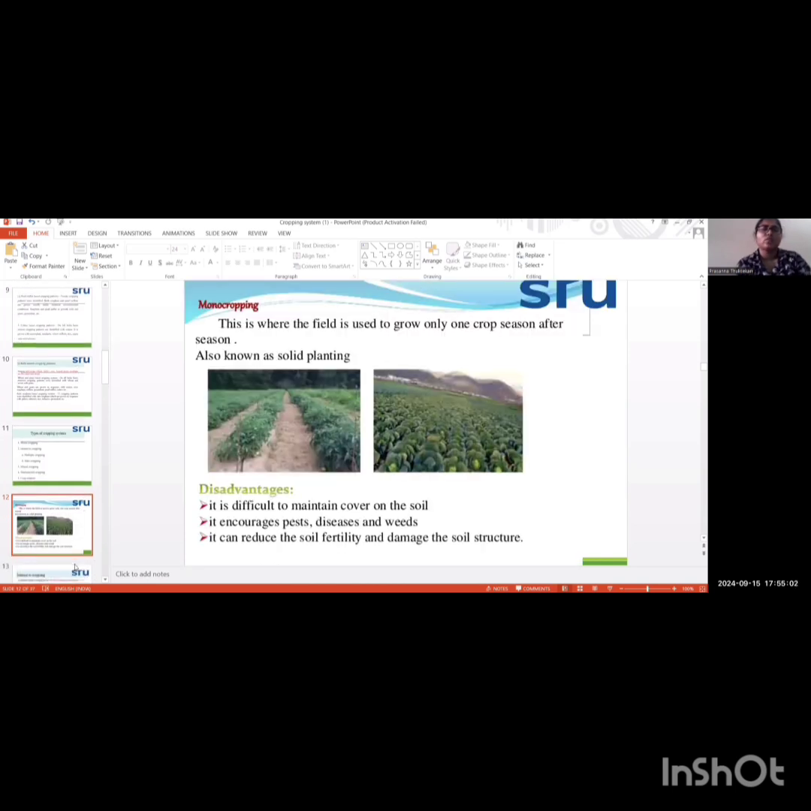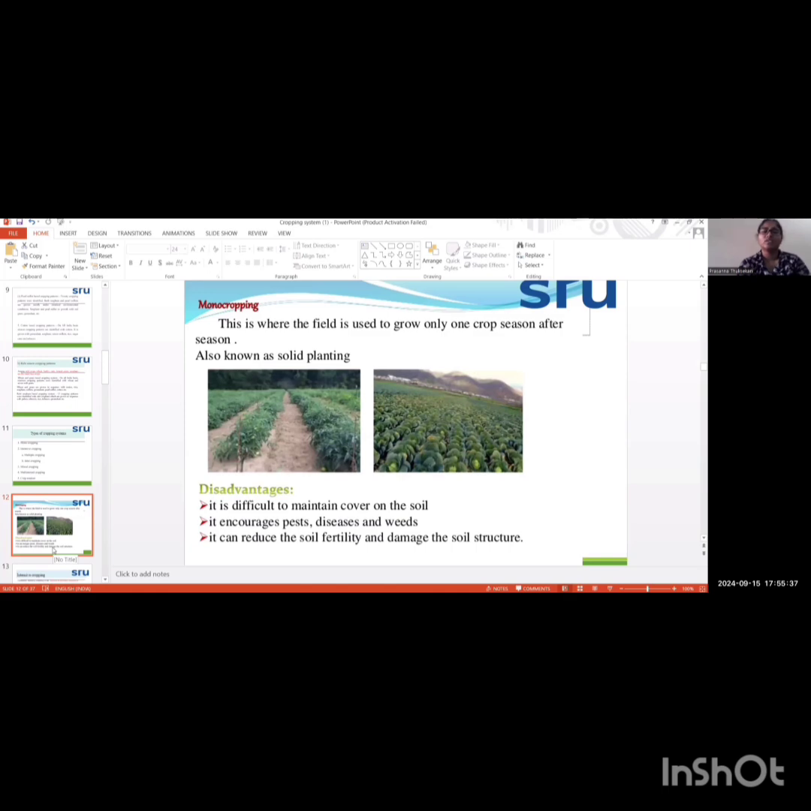So first we are going to learn about monocropping. This is where the field is used to grow only one crop season after season. Monocropping is a condition where in the agriculture land only one crop is grown every year. Like if we choose chili, then next season in the same area we'll choose chili again. There are no different crops sown, only one crop is sown over the entire year. Monocropping is also known as solid planting.